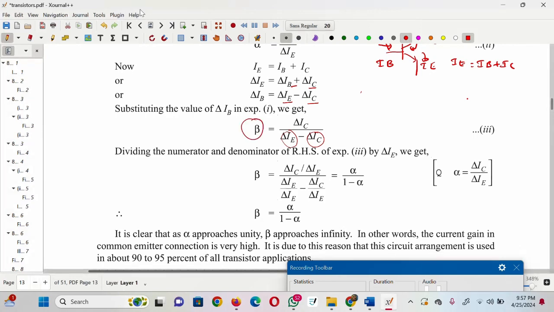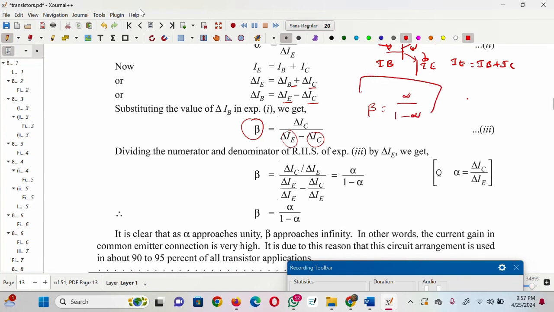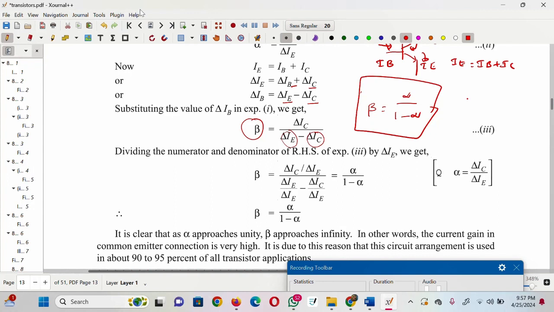So the relation between beta and alpha is alpha by 1 minus alpha. These formulas are very important while solving problems. How did it come? We just substitute del IC by del IE. In the alpha value, del IC equals alpha times del IE, so you replace this value with alpha. Finally beta equals alpha by 1 minus alpha. This is the relation between alpha and beta.